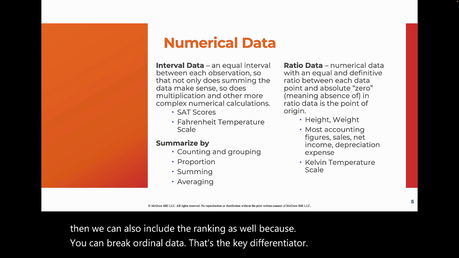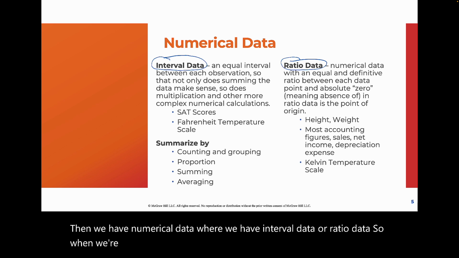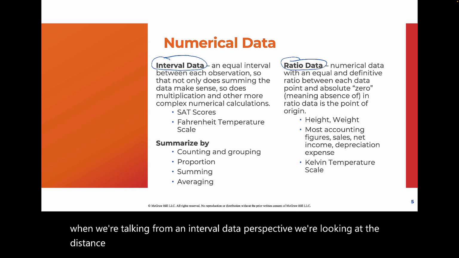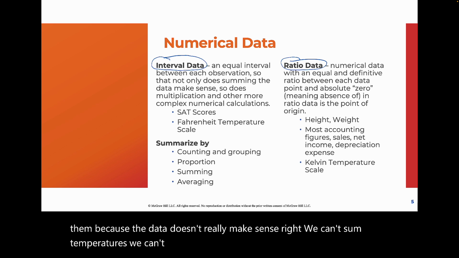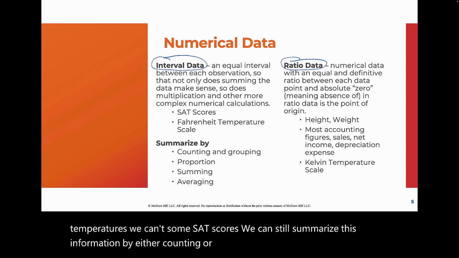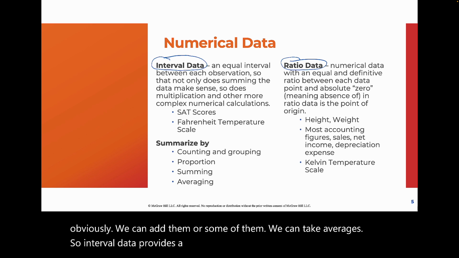Then we have numerical data, where we have interval data or ratio data. So when we're talking from an interval data perspective, we're looking at the distance or the interval between each observation. So we're not summing them because the data doesn't really make sense, right? We can't sum temperatures, we can't sum SAT scores. We can still summarize this information by either counting or grouping. We can also use proportions. Obviously, we can add them or sum them. We can take averages. So interval data provides a lot of ways in which we can summarize it.